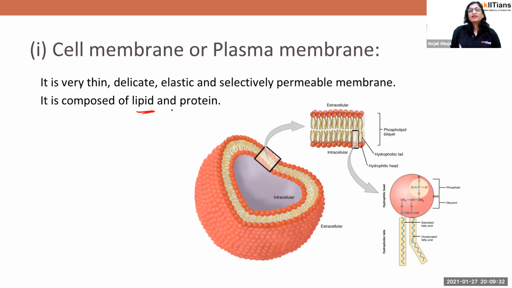If you don't remember, lipid belongs to the fat category. Fat belongs to the lipid category. Lipid is a big category. So in the membrane, lipid is present and protein is present, and the rest of the things are also present, which I'm now going to tell you.